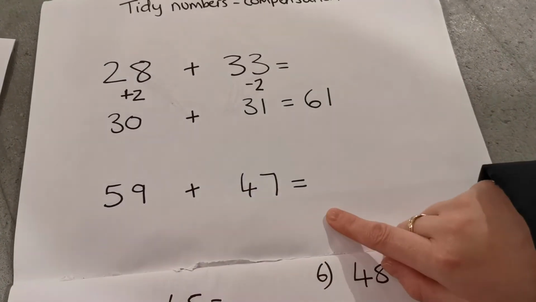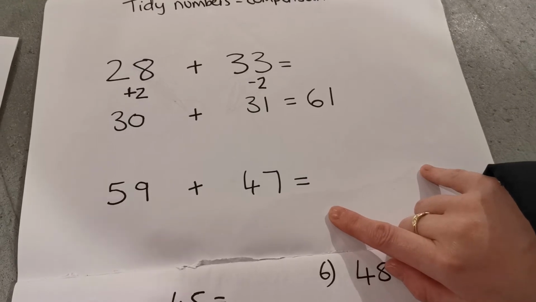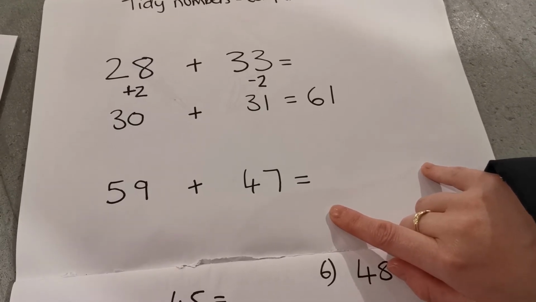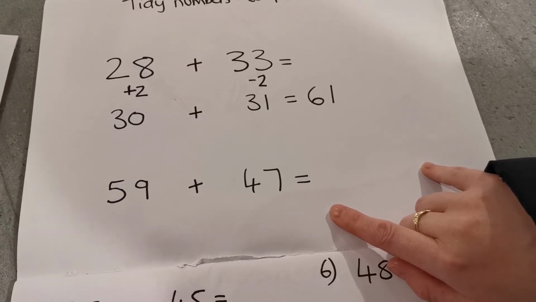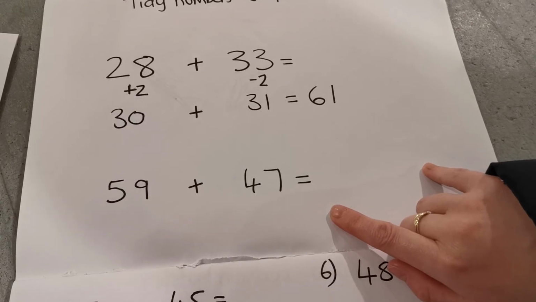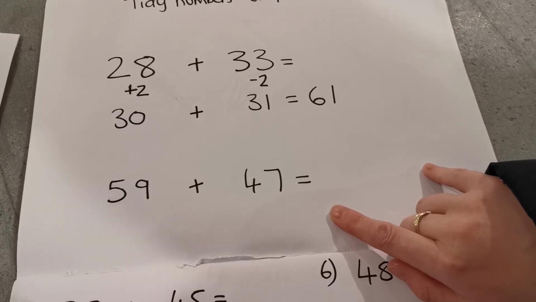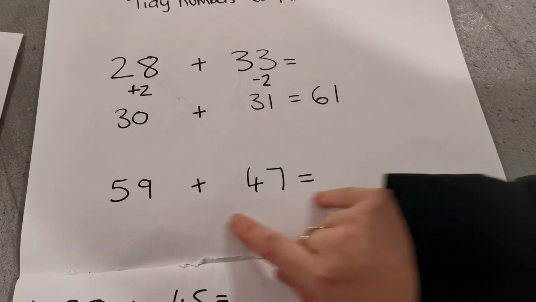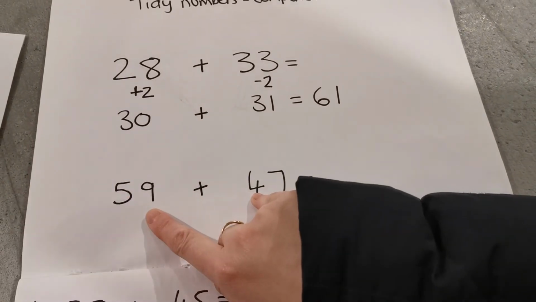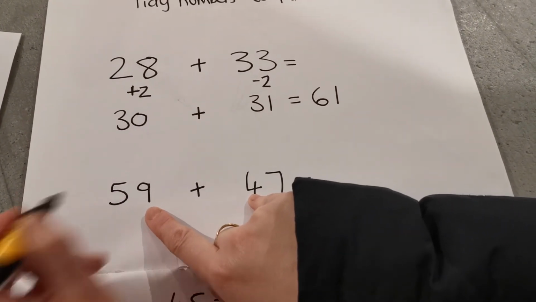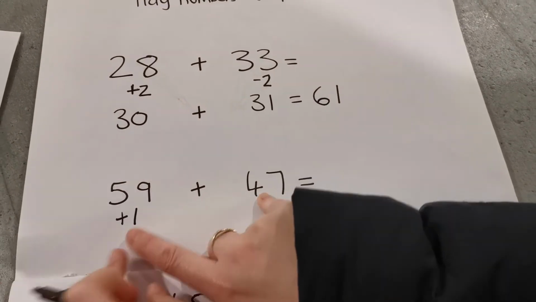Let's have a wee look at this one. So we've got 59 plus 47. We have to think about which one is closest to a tidy number. Now I know 59 is pretty close to a tidy number. And to get to the next tidy number, which is 60, I have to add 1.